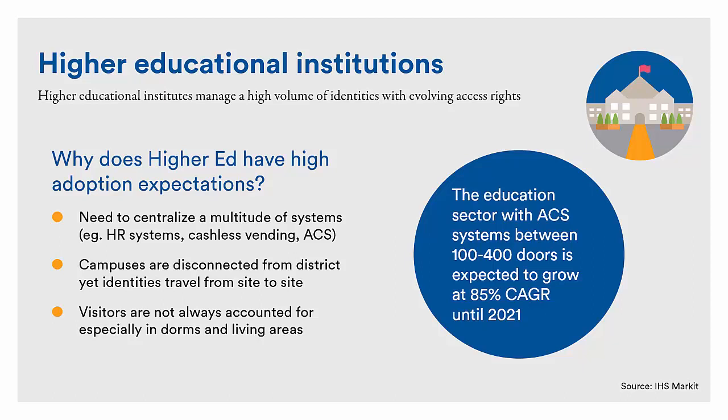Now, according to IHS Markit, the education sector with access control systems between 100 and 400 doors is expected to grow at a whopping 85% compound annual growth rate until 2021 globally. So for the system integrators out there that are currently working with customers in the education space that have already deployed Security Center Synergis with those customers, ClearID can be an excellent add-on to help them manage their compliance, for them to be a lot more efficient in their day-to-day operations.